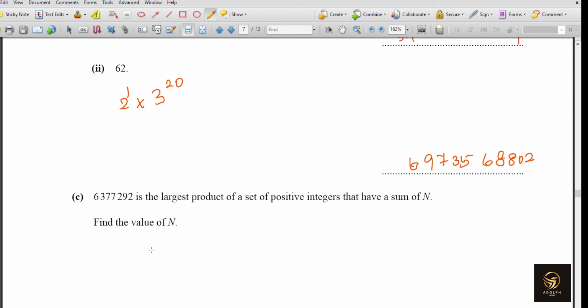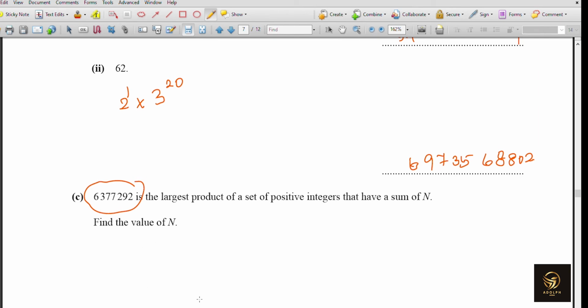Next, 6377292 is the largest product of a set of positive integers that have a sum of n. So they gave the product here. Previously they had given the sum and asked what the largest product is, but here they gave the largest product. Let us check first how many 3s are there, as we did previously, and what value we'll be getting in terms of 2.